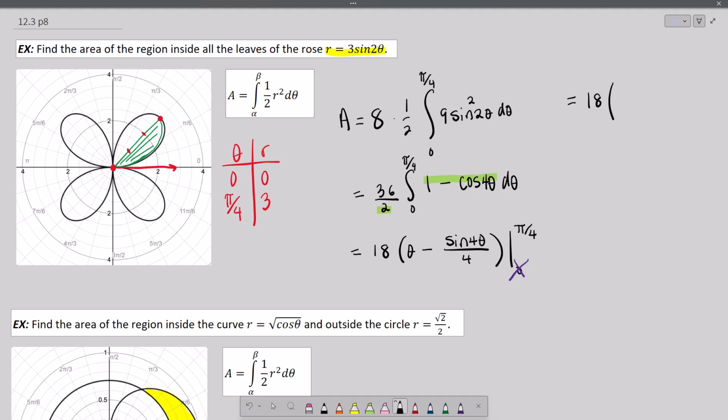Sine of pi is 0. So this actually doesn't contribute any area at all for either of those limits of integration. So we really just have to plug in the pi over 4 right there. Pi over 4 minus 0 is pi over 4. So that is going to give us 9 pi divided by 2 as the area of everything, all 4 petals.